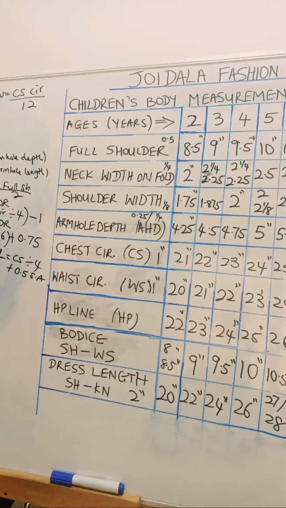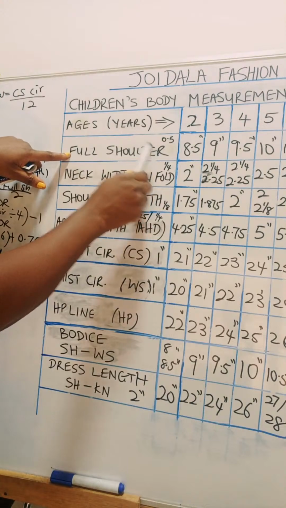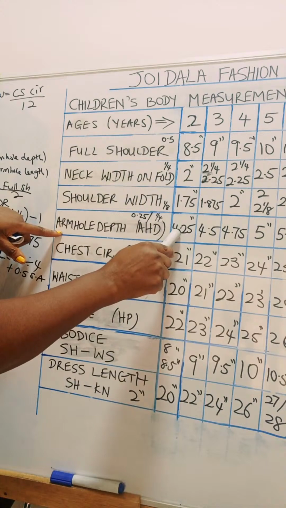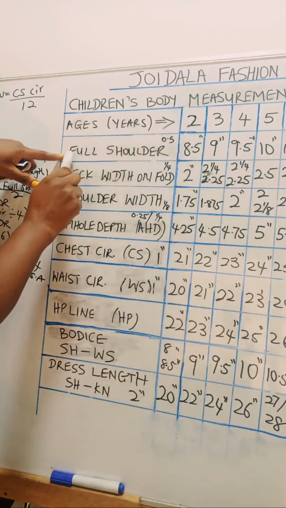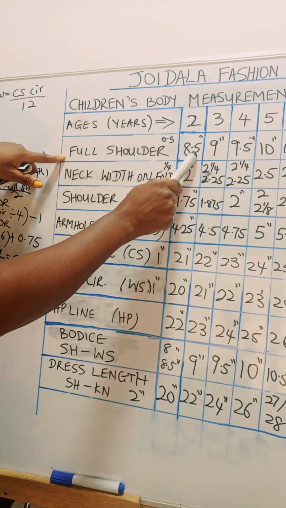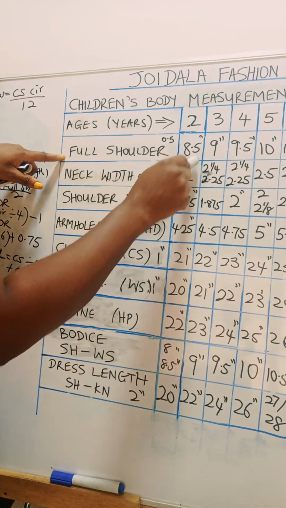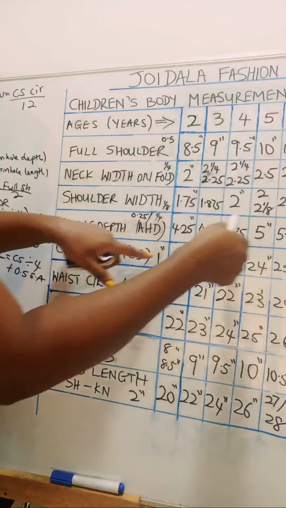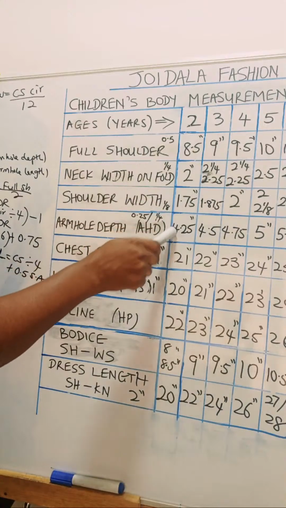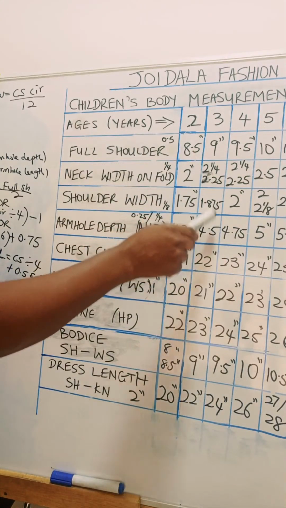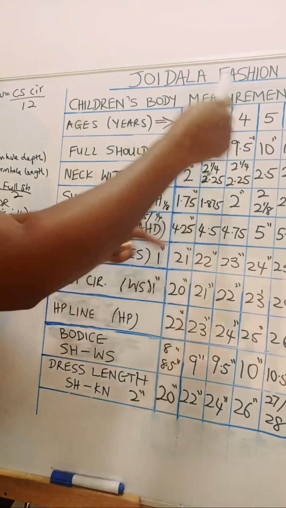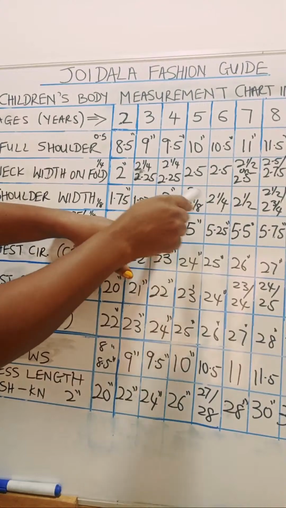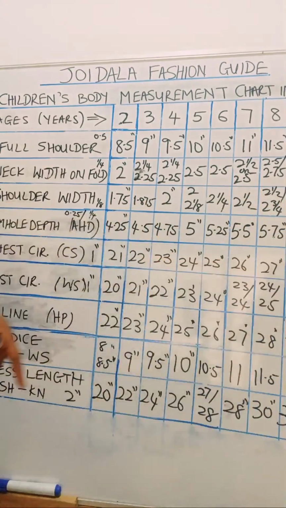I already explained that if you have your full shoulder, you can divide full shoulder by 2, and that will give you the armhole depth. So for a child of 2 years, the full shoulder is 8.5. When we divide 8.5 by 2, we have 4.25. Okay, and then for the next year, which is 3 years, just add a quarter to this 4.25, then you have 4.5. Then for 4 years, add a quarter to this. That is how it is increasing.